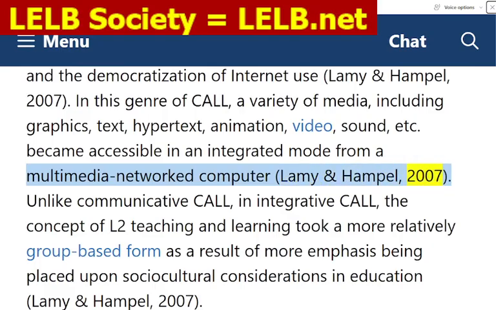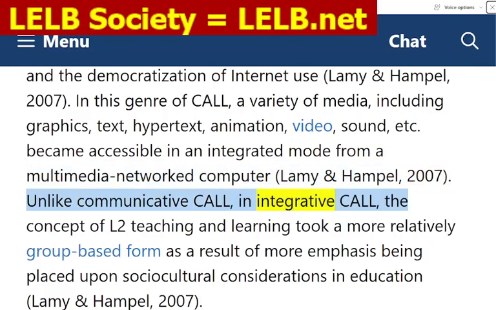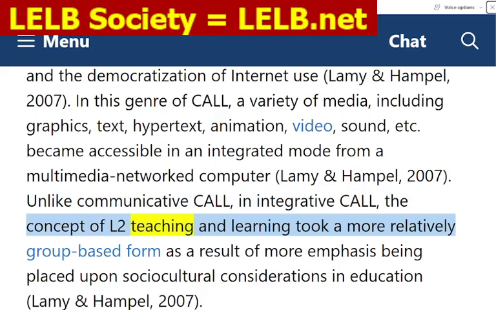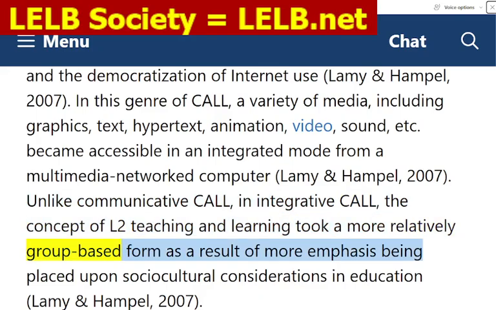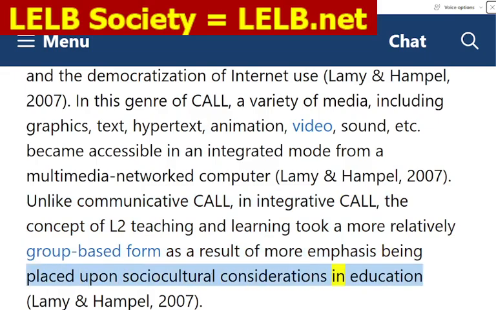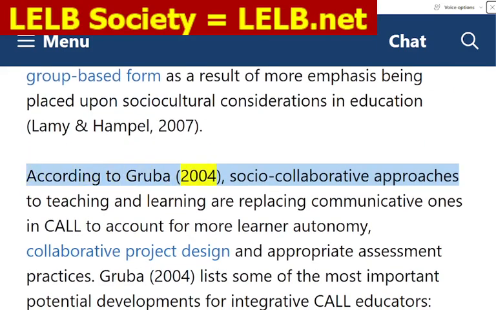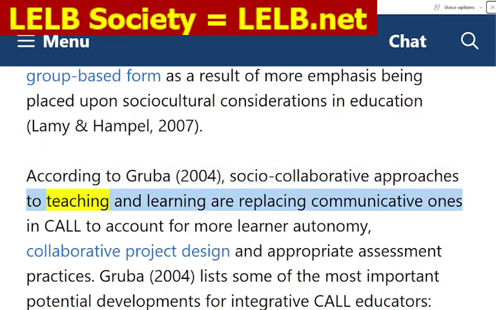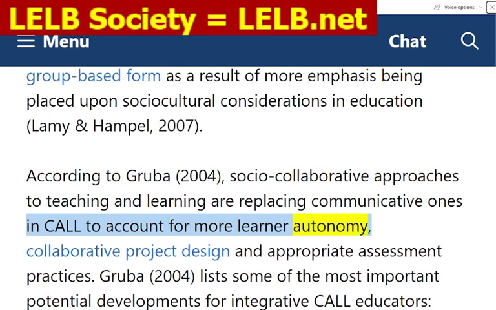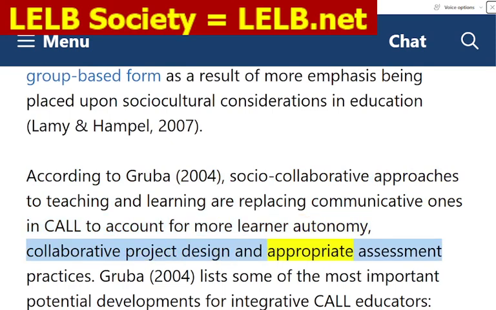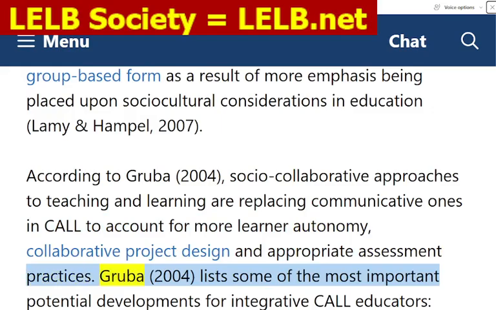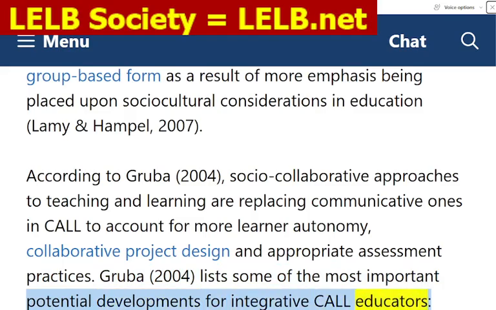Lamy and Hampel, 2007. Unlike communicative CALL, in integrative CALL, the concept of L2 teaching and learning took a relatively more group-based form as a result of more emphasis being placed upon socio-cultural considerations in education. Lamy and Hampel, 2007. According to Gruba, 2004, socio-collaborative approaches to teaching and learning are replacing communicative ones in CALL to account for more learner autonomy, collaborative project design, and appropriate assessment practices. Gruba, 2004, lists some of the most important potential developments for integrative CALL educators.